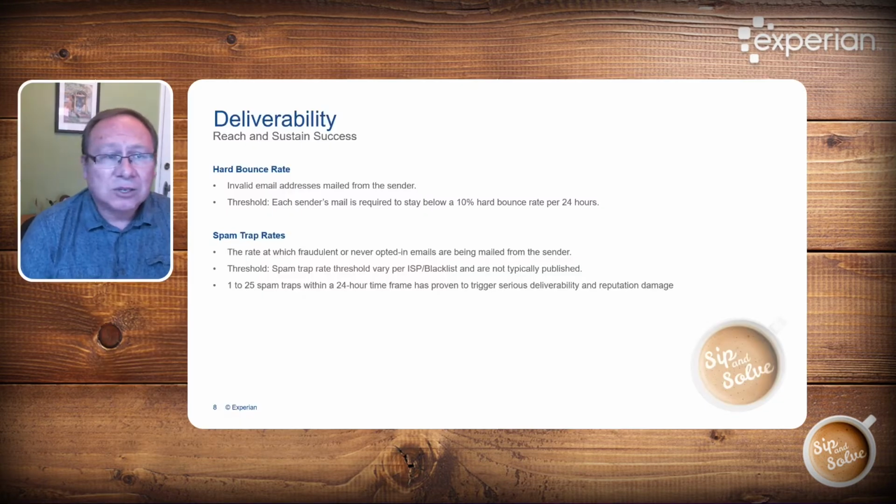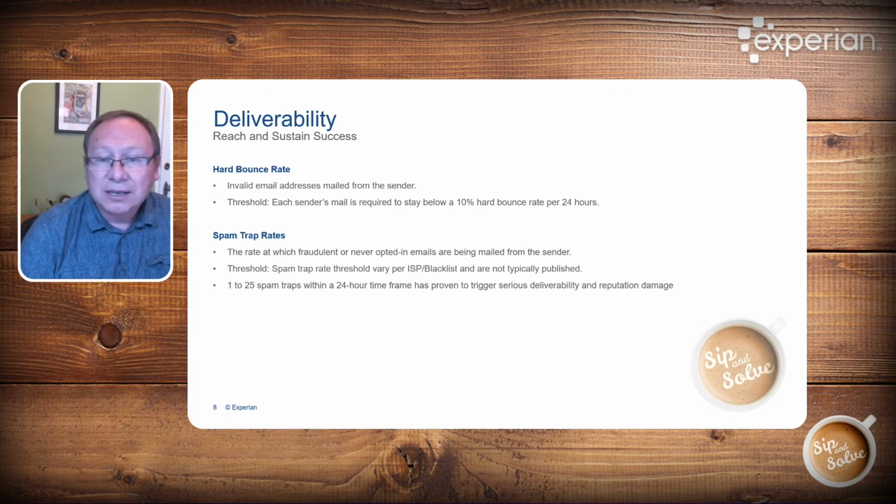Some other metrics to think about with deliverability are hard bounce rate and spam trap rates. So hard bounce rate, it's basically pretty straightforward. It's basically, is the email getting into the inbox? Invalid email addresses won't get there. So what's the threshold? Each sender's mail is required to stay below a 10% hard bounce rate within 24 hours. So that's basically 1 in every 10 messages. Anytime that a sender breaches that bounce rate, the ISP will trigger that. And again, it could trigger a negative reputation.